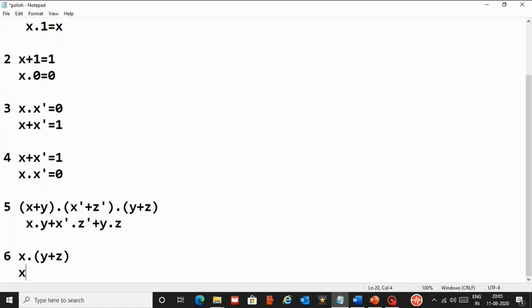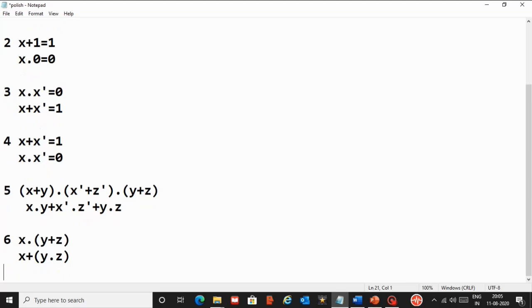X remains as it is. The dot has to be converted, like you need to change and to or. So I will use plus over here, and y plus z would be y dot z, right? It should be x plus y dot z. This is the dual of this.